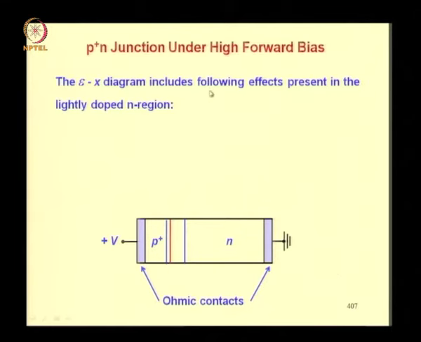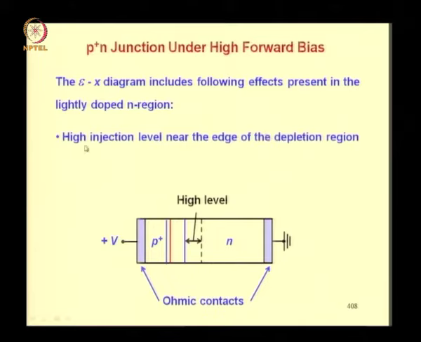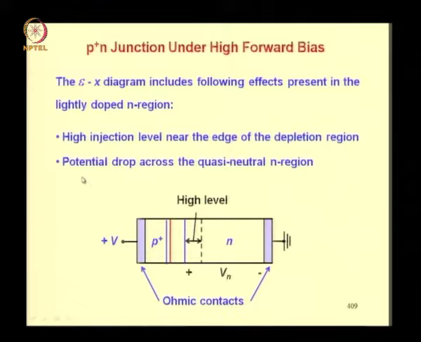The EX diagram includes the following effects present in the lightly doped region. First, high injection level near the edge of the depletion region in the lightly doped side, and then you have a potential drop across the quasi neutral N region. So when the applied bias is large, these two effects have to be taken into account. Now let us see how we draw the band diagram taking into account these effects.